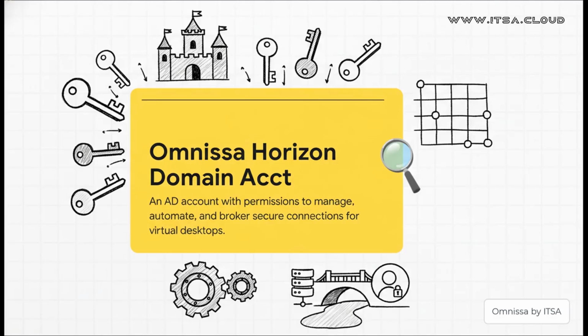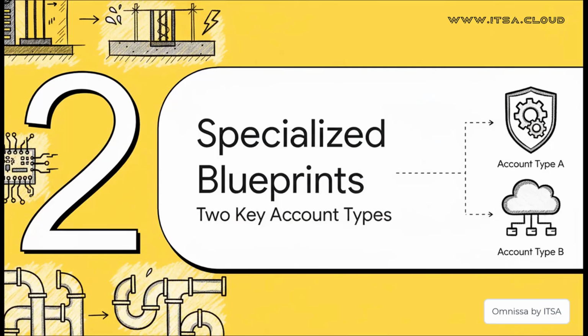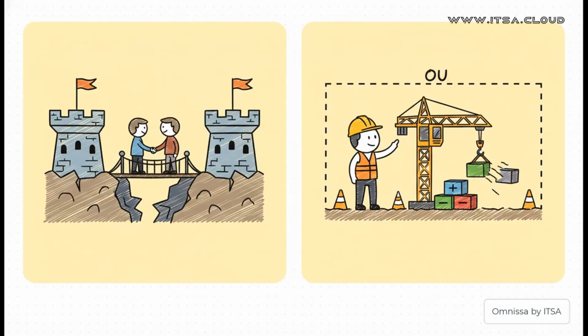You know, a good architect doesn't use the same exact blueprint for every single part of a building. Of course not. They've got specialized plans for the foundation, for the electrical, for the plumbing, and in pretty much the same way, Horizon uses two really distinct types of accounts for very different, very specialized jobs. And this slide lays it out perfectly.